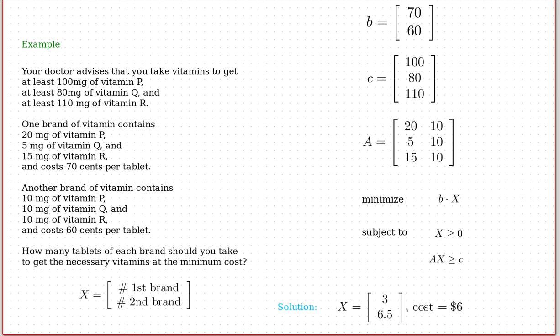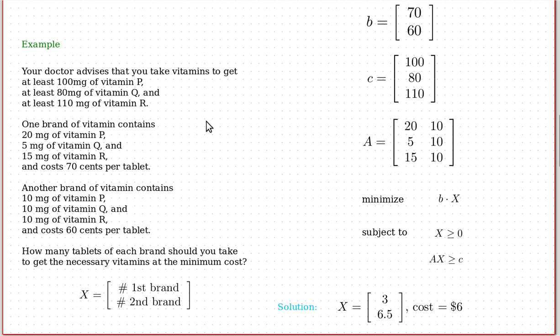Let's say that your doctor advises you that you need to take some vitamins to keep your vitamin P, Q, and R levels up, right? You're showing a dangerous deficiency in vitamins P, Q, and R. So he tells you to get at least 100 milligrams of vitamin P every day, 80 milligrams of vitamin Q, and 110 milligrams of vitamin R.